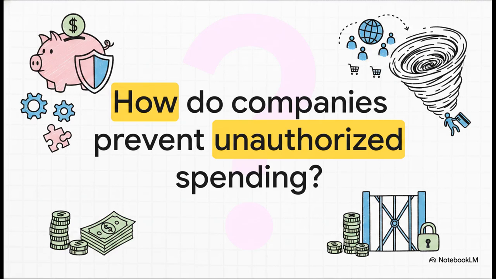Welcome to this explainer. Let's start with a million-dollar question, right? How does a massive global enterprise actually stop a single, unauthorized purchase from completely draining its resources? I mean, when you've got thousands of employees wanting to play in the corporate sandbox, relying on the honor system, yeah, that just isn't going to cut it.